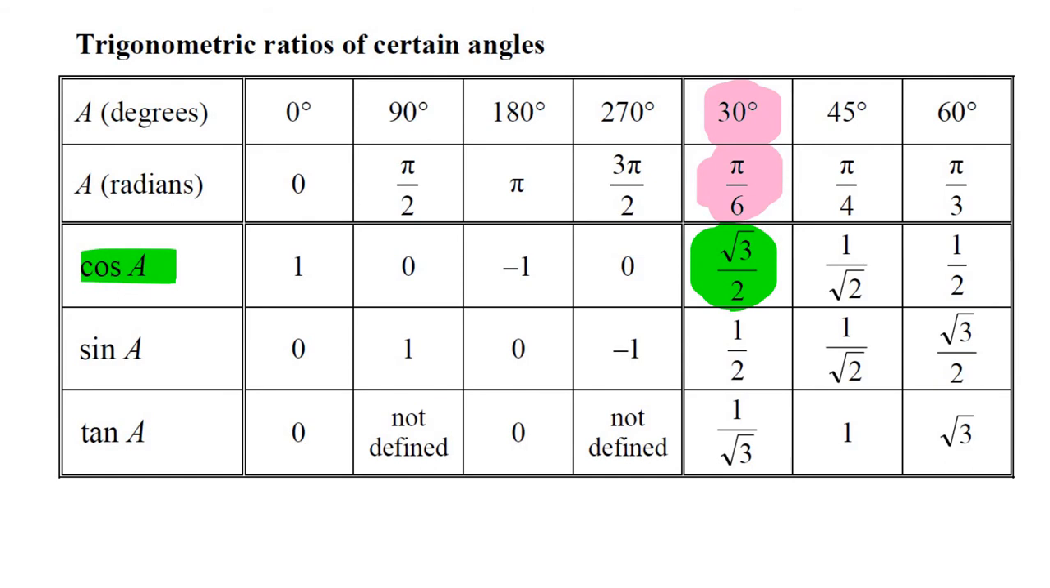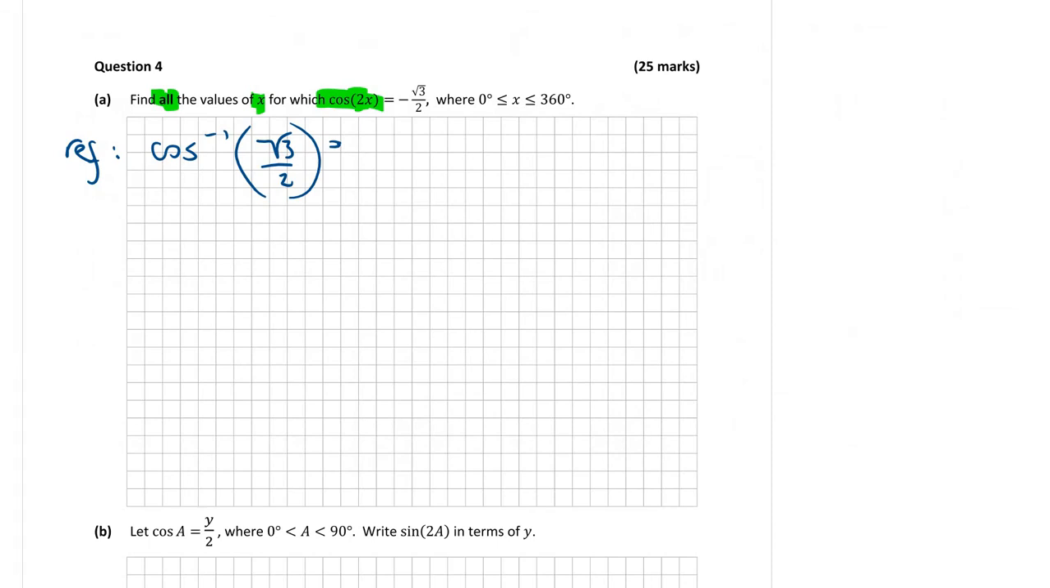If we're dealing with degrees, then we're going to use 30 degrees. Remember, if the question is asked in radians, you can always just work with degrees and then convert to radians at a later stage, knowing that 2 pi is just 360 degrees. So we know now we're dealing with 30 degrees as a reference angle. So we'll just move across back to the paper. Okay, so our reference angle is 30 degrees.